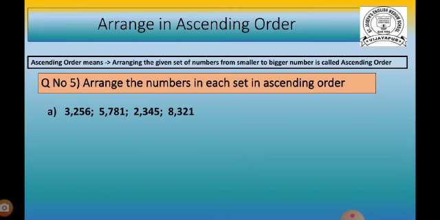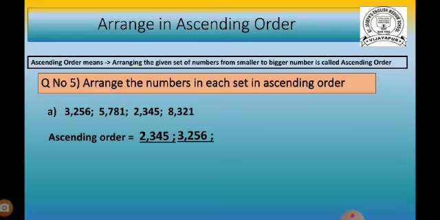Now which is the smallest number? Yes, it is 2000. So first, what we have to do: ascending order is equal to, first we have to begin with the smallest number, that is 2345. Now we have to write the next number, that is 3256.